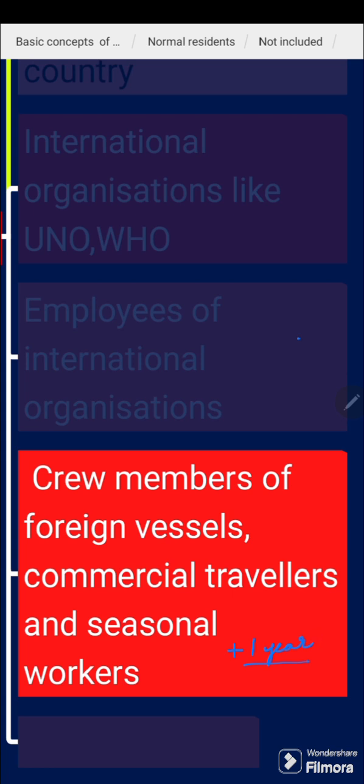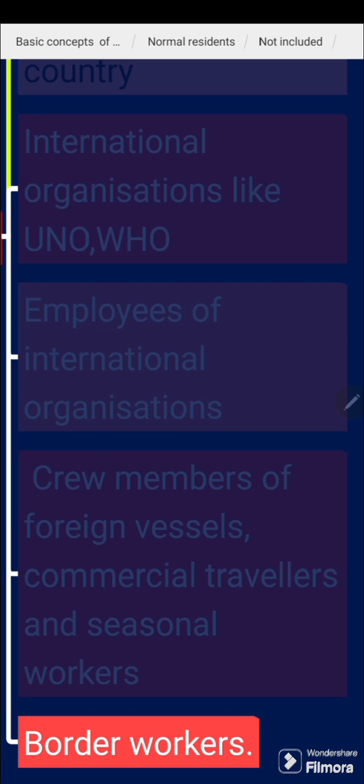The last category of people which we need to discuss before we do an exercise on normal resident is border workers. We know lots of people cross the international borders on a daily basis to earn their living. So such border workers, should they be considered as part of normal residents of the area where they are working, or should they be considered as normal residents of the place where they are moving from?